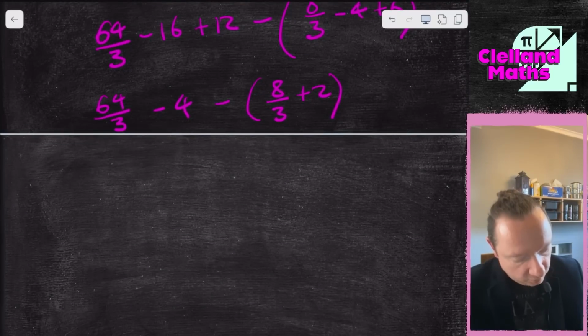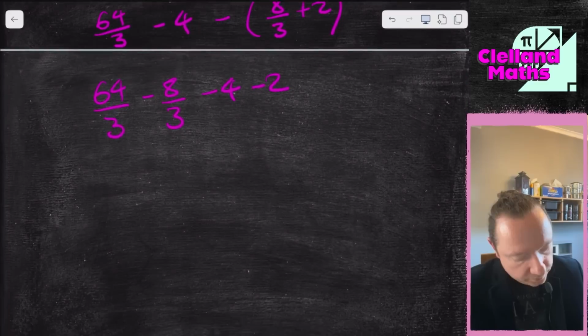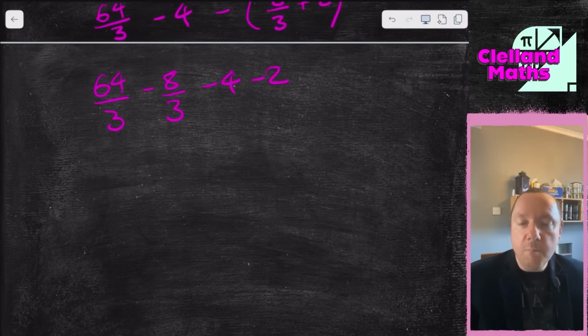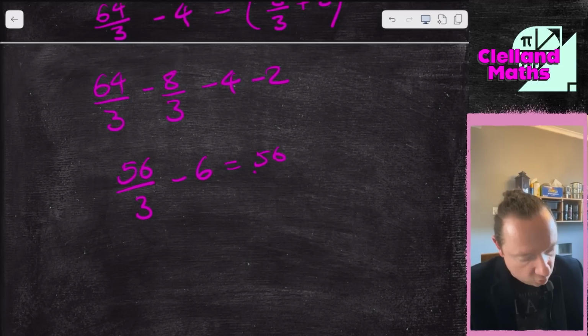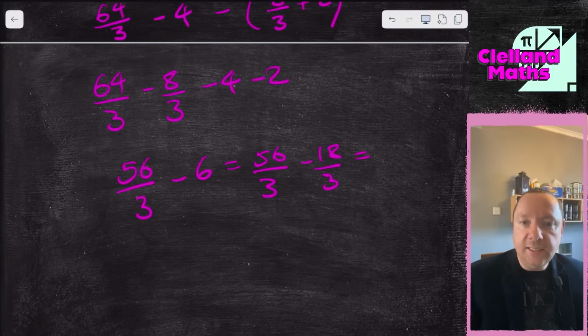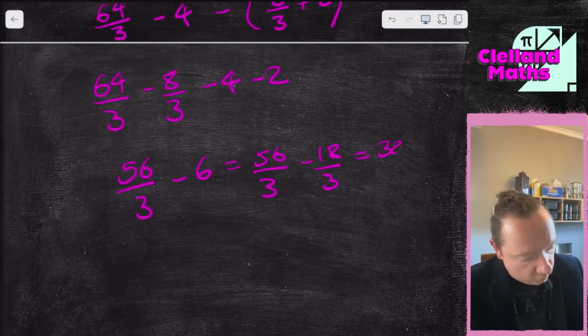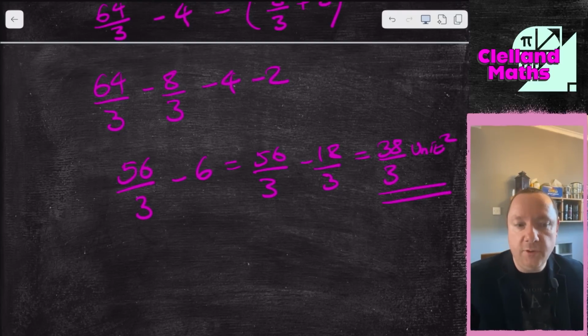And then I can take things out of that bracket. 64 over 3 minus 8 thirds. Then I've got minus 4 still, then minus 2. 64 minus 8 is 56, so you get 56 thirds. And minus 4 minus 2 is minus 6. So that's 56 over 3 minus 18 over 3. 56 minus 18 gives you 38. So we get 38 over 3 units squared. Or you can leave your answer as a mixed number if you really want to.